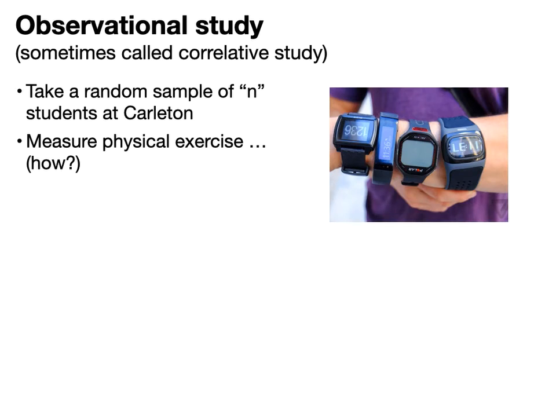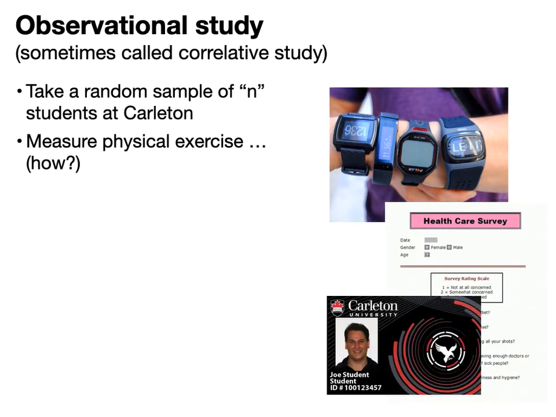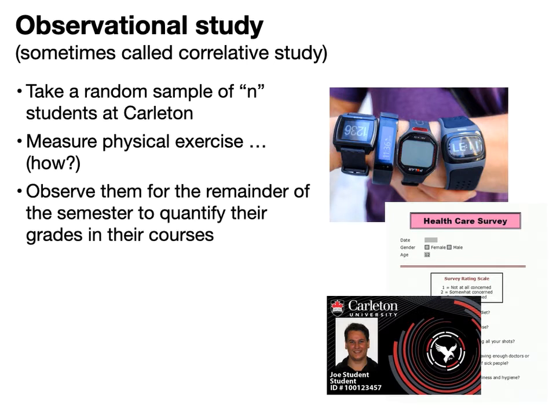Maybe you could use devices that will monitor their physical activity throughout the day. Maybe you could survey them about their physical activity. Maybe you could use the fact that the gym at Carleton is a major source of physical activity for a lot of students and track their usage. And what we want to do is observe them for the semester and quantify that physical exercise and also quantify their grades in their courses. Their grades is the dependent variable here.